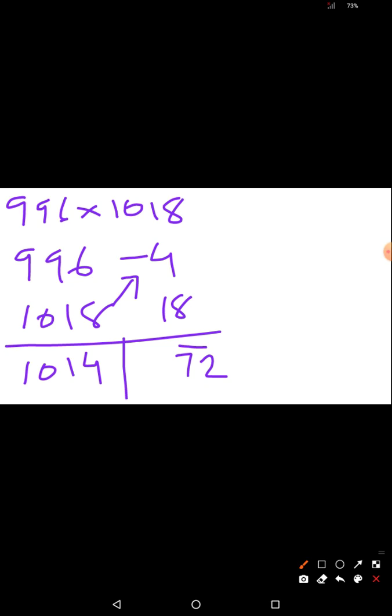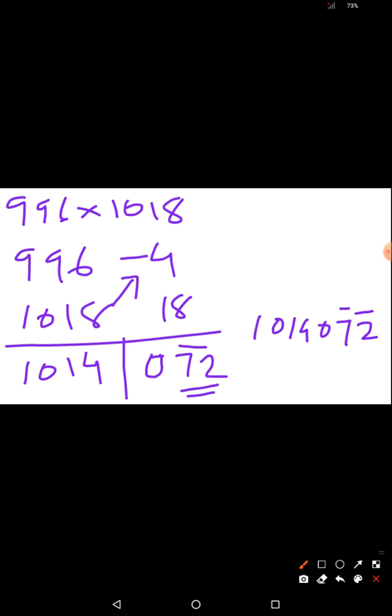So here what you have to do? That rule here also we have to follow. When you multiply the deviations, the number of digits should be the same as the number of zeros in your base. So in your base you have 3 zeros. But here you have only 2 digits. So what you have to do? You have to add a 0 here. Okay, so now what is our remaining number? 1014072. But you have bars on 2 and 7.